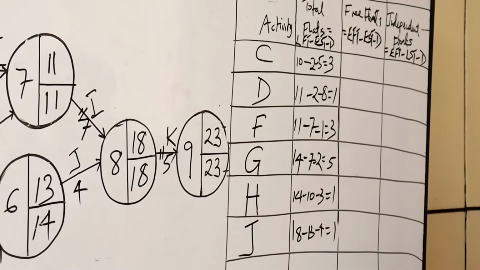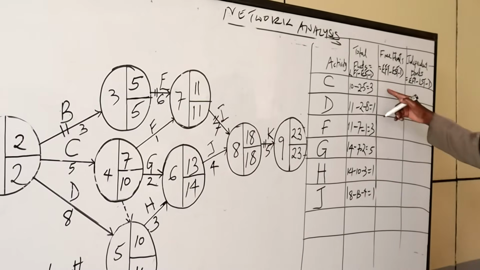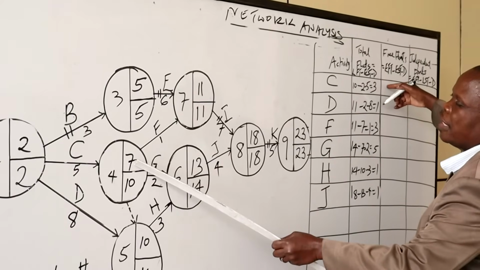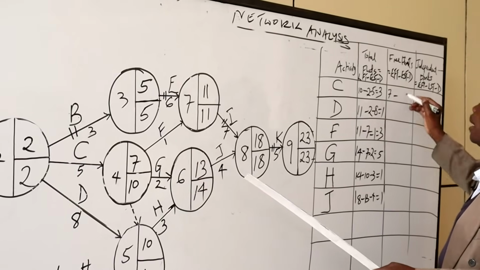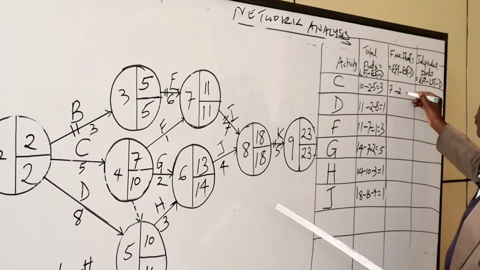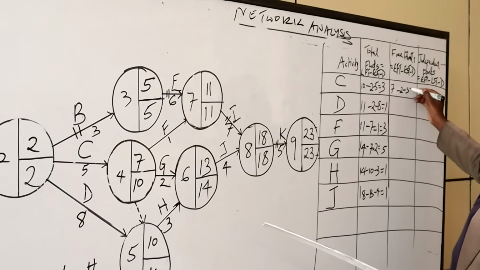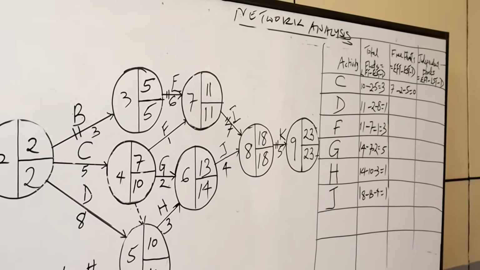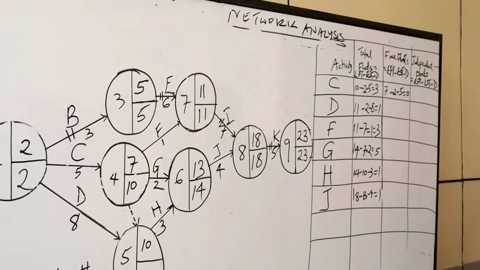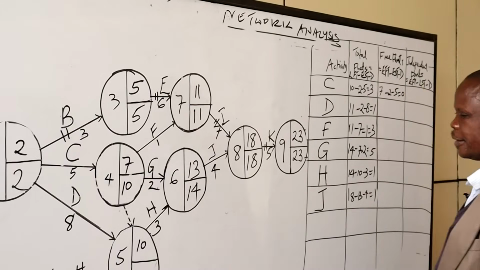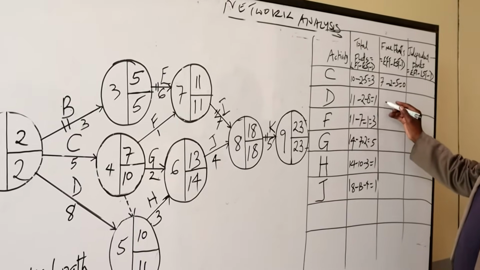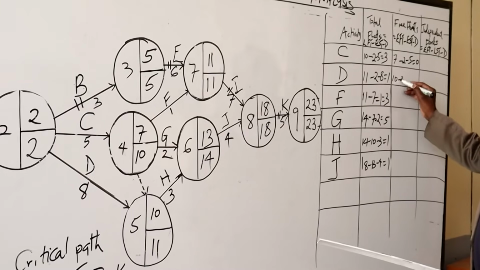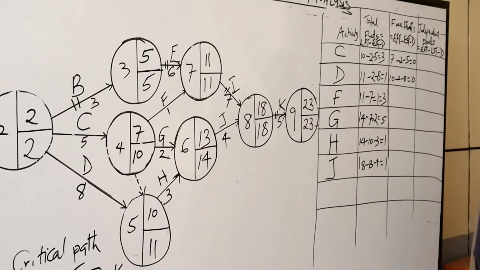Free float, we start with C. Earliest finishing time for C is 7 minus earliest starting time, which is 2, minus the duration, and that gives us 0. 7 minus 2 minus 5, which is 7 minus 7, which is 0. Then D is earliest finishing time for D is 10 minus 2 minus 8, which is 0.